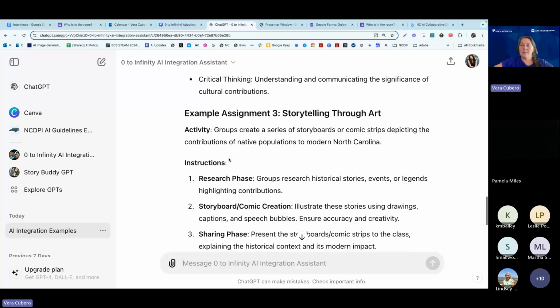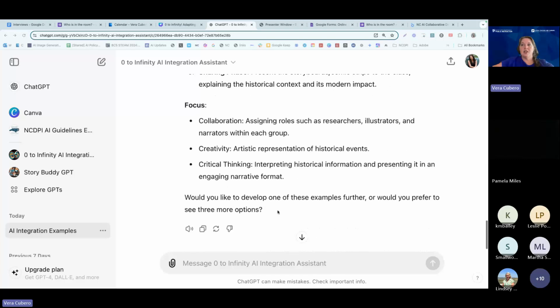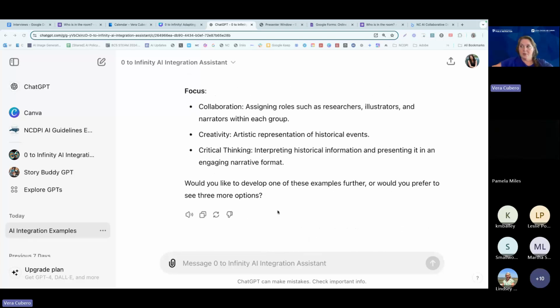And then it will say, do you want to develop one of these examples further, or would you prefer more options? And so my next number one tip for working with AI models is never just stop with one prompt. You always need to engage the model in conversation and improve the output or get more. And so I'm going to say, I like all 3 and I want to give them a choice.